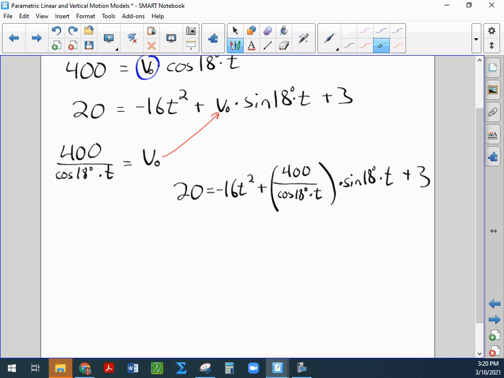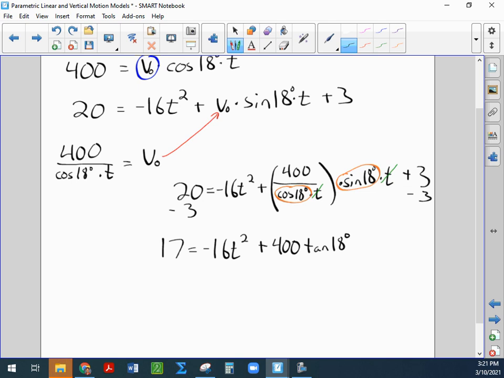Now, something to point out. In my parentheses, I have a factor of t on the bottom. And outside my parentheses, I have a factor of t as well. So t will cancel out with t. I also have a cosine 18 degrees and a sine 18 degrees, so I can write that differently because sine 18 divided by cosine 18 is tangent 18. I can subtract 3 on both sides, and so I have 17 equals negative 16 t squared plus 400 tangent 18 degrees.